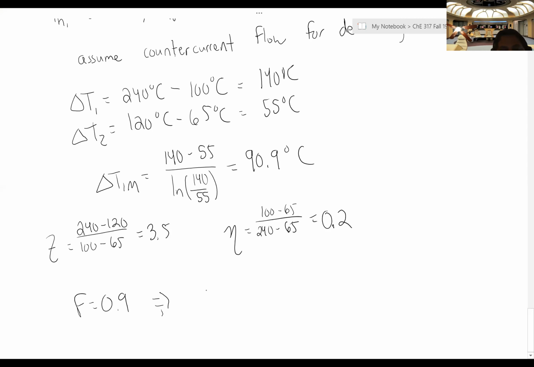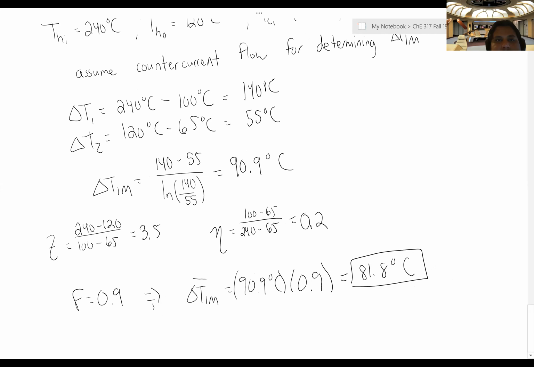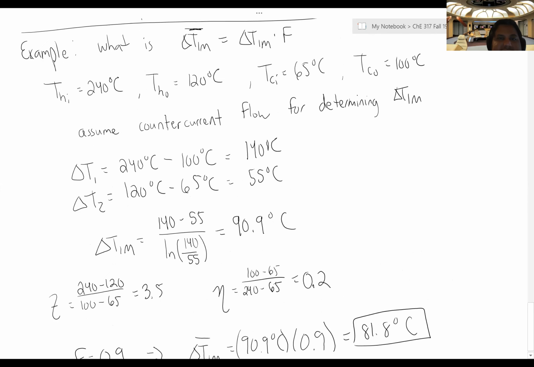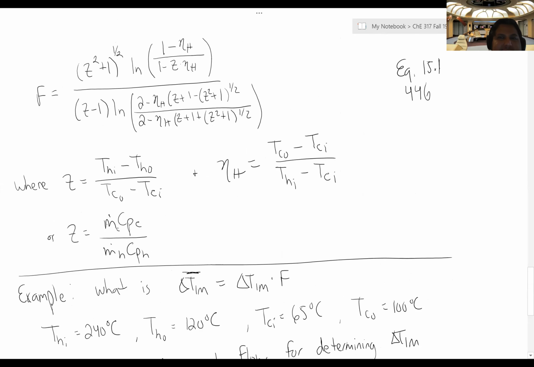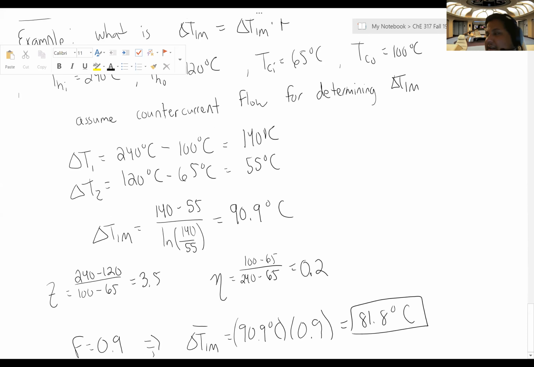which implies delta T log mean bar is equal to 90.9 degrees times 0.9. Right, so it's a corrective factor saying your driving force is lower than your initial calculations will tell you. So your actual log mean driving force is about 82 degrees. Any questions on that? So like I said, I know it looks a little complicated, especially the full F equation. That's why we have these graphs that, for the most part, are helpful.